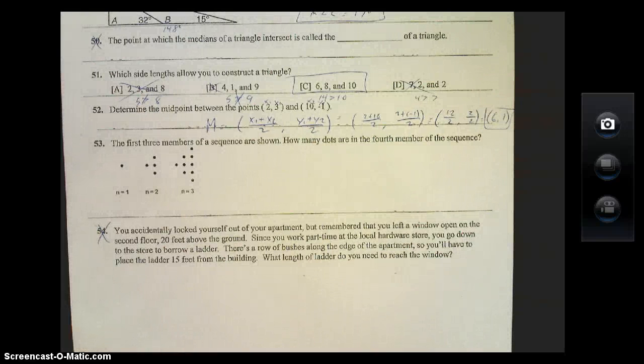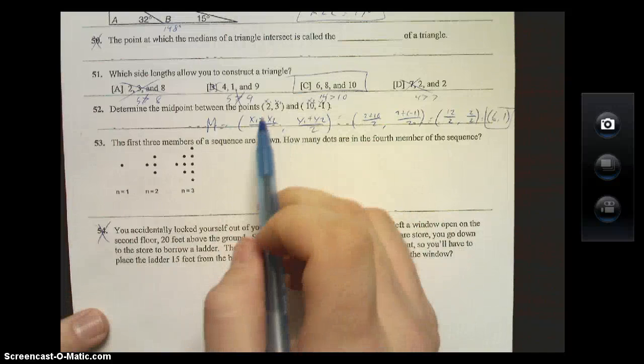Okay? So again, this midpoint formula will be provided for you. Please do not think you have to memorize that. All right? Just make sure you're substituting in the correct terms. Every point is an x comma y.